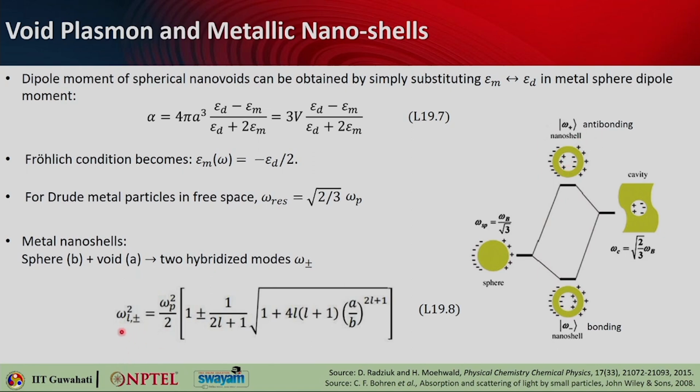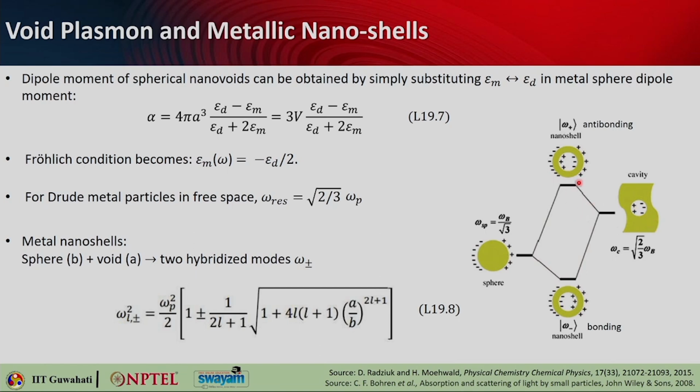So, in these two cases, you will have two hybridized modes. The resonance frequency of these modes are given as omega plus minus, okay. So, this is how it is obtained. So, you have 1 plus minus 1 over 2 L plus 1 square root of. So, you can take L equal to 1 and find out what is the first order anti-bonding mode and bonding mode for these particular cases. So, they are also tunable because you can change the metal, you can change the shell thickness, and you can also get a lot of tunability out of these void plasmons, or you can say nano shells.